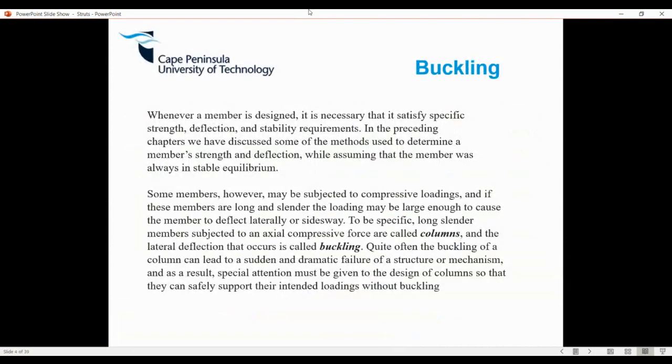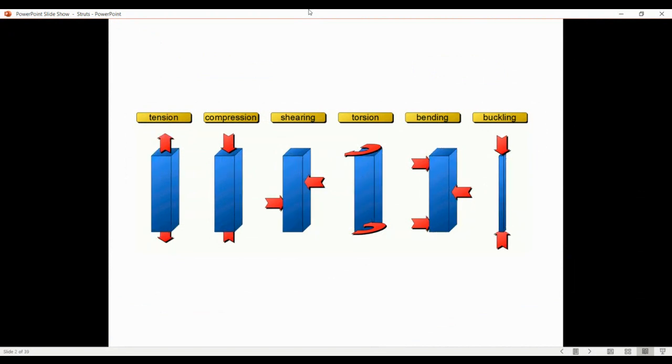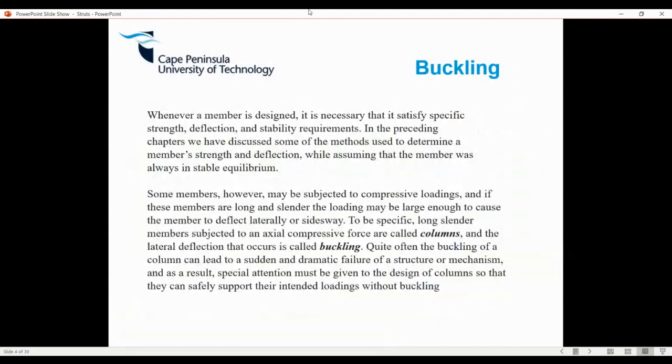To be specific, long slender members subjected to an axial force are called columns, and the lateral deflection that occurs is called buckling. So that member there, what it is doing is called buckling. You apply an axial load, and what tends to happen is that the column, the long slender member, buckles laterally, it moves sideways. Quite often buckling of a column can lead to sudden and dramatic failure of a structure or mechanism, and as a result, special attention must be given to the design of columns so that they can support the intended loadings without buckling.